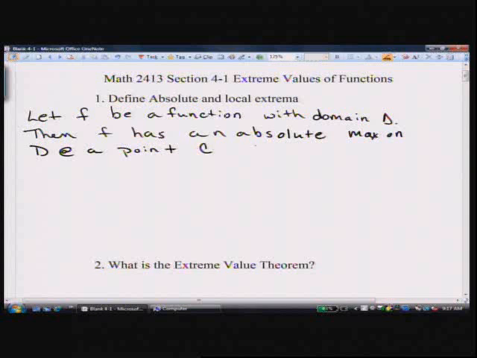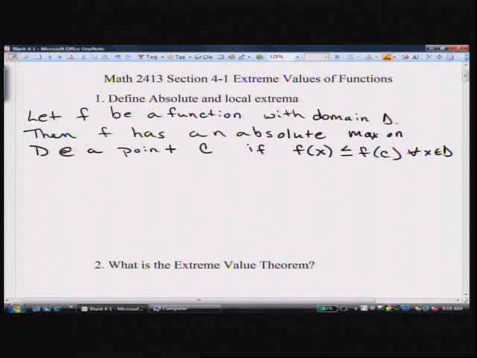if, anytime you put in an x around C and evaluate the y value, it's always less than f at C for all the x's in the domain, right? So for all the x's in the domain, you plug them into the function and you get a y value that's less than when you plug C in. That makes sense, right? It's just kind of a hard way to say it, but we like to practice using math language in this level of course.